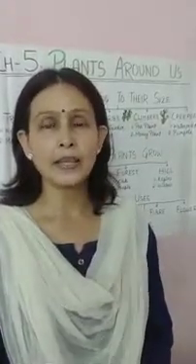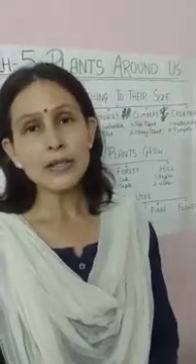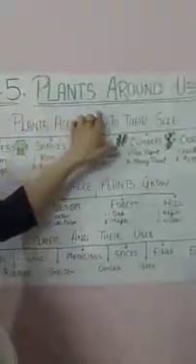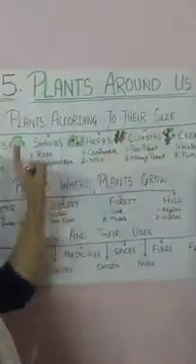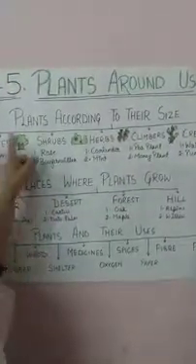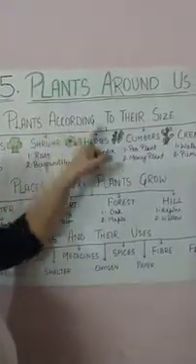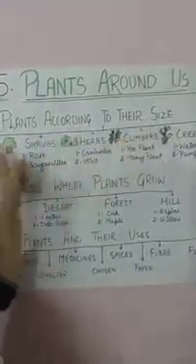Today I am going to explain chapter 5 of your EVS book, that is plants around us. You know children, plants play a very important role in our lives. We see plants everywhere, outside our houses, sometimes inside our houses. Plants are divided into categories according to their size. Let us discuss different types of plants.